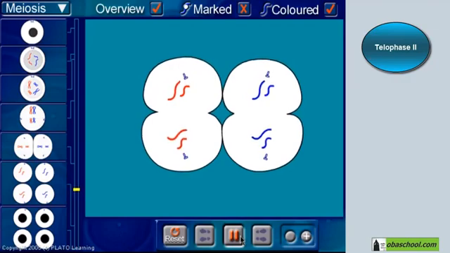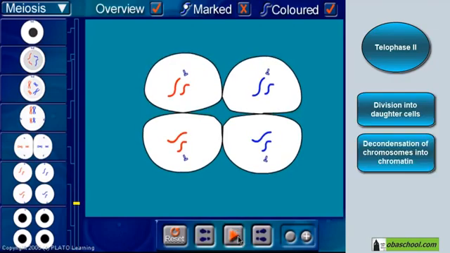the decondensation of the chromosome. And we now have 4 daughter cells, each with 2 chromosomes. That's n chromosomes, half the number of chromosomes in the parent cell, which was 4 chromosomes. That's 2n.